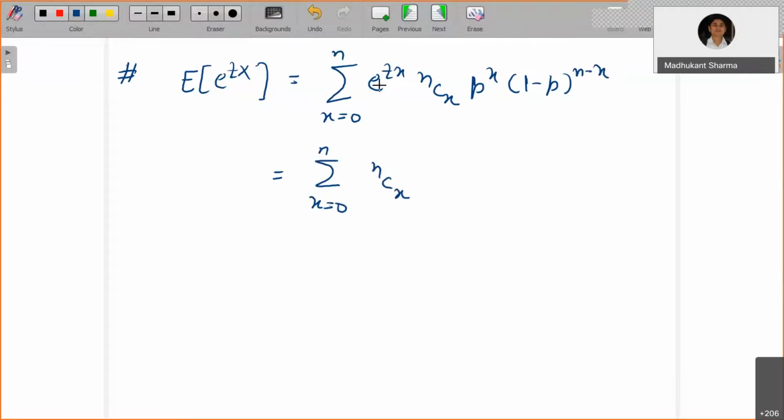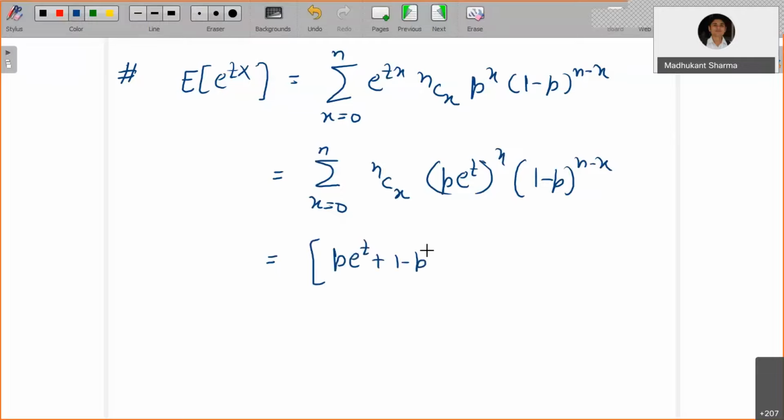I can arrange this e to the power tx with p, so it is p times e to the power t, to the power x, times (1 minus p) to the power n minus x, and that is going to be (p times e to the power t plus 1 minus p) to the power n. That is the moment generating function for the binomial distribution.